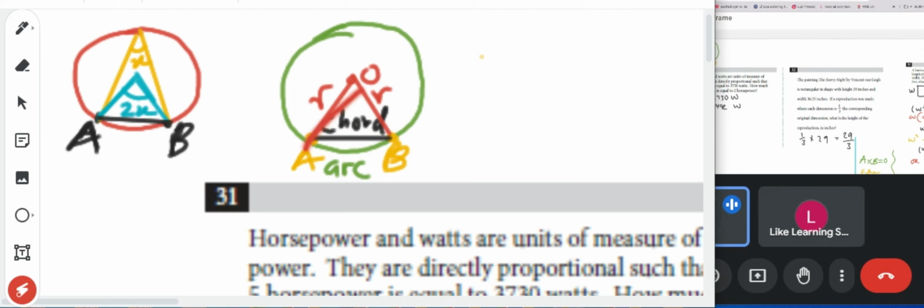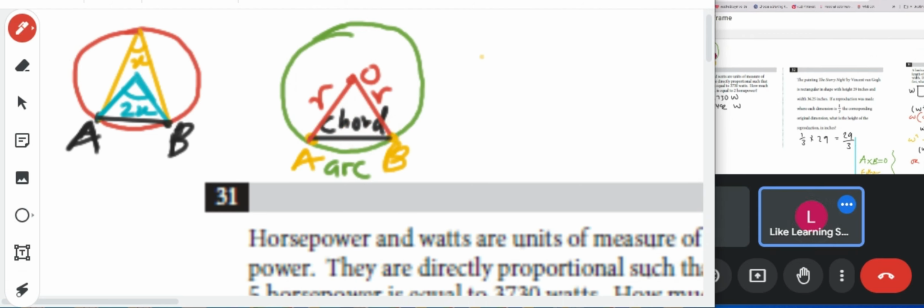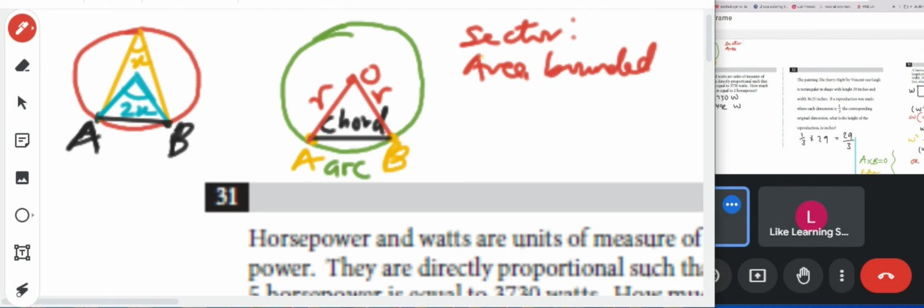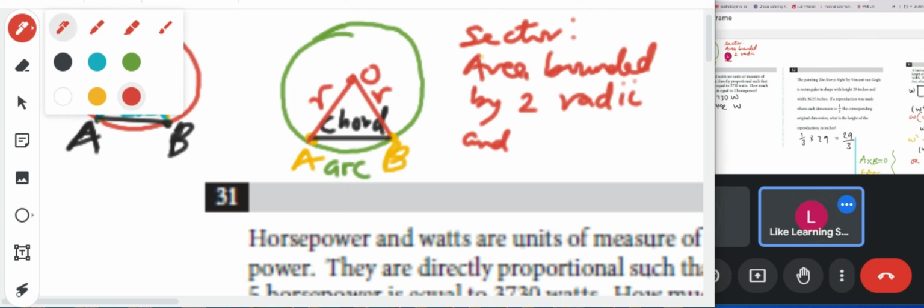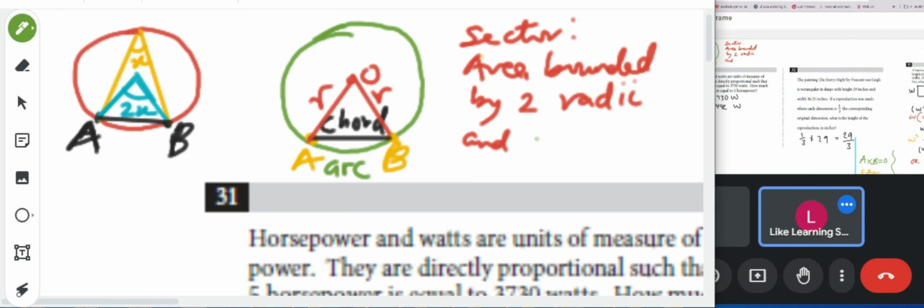Okay, sector: the area bounded by two radii and an arc. Radii is the plural of radius. Did you hear me? Yes, sir. You got that. Beautiful.